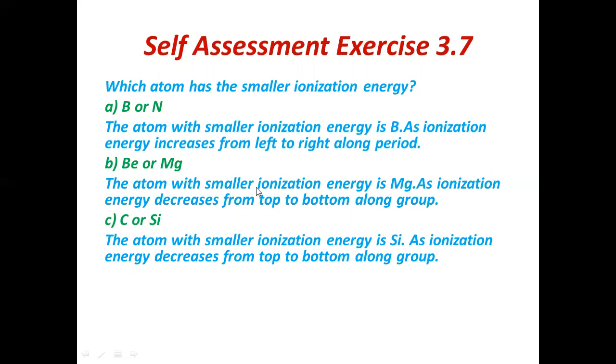In this case, beryllium or magnesium: beryllium is present in the second period and magnesium in the third period. So magnesium has greater size and smaller ionization energy. Carbon or silicon: silicon has greater size and smaller ionization energy. These two are along the group, and this one is along the period. So along the period, ionization energy increases, and along the group, ionization energy decreases.